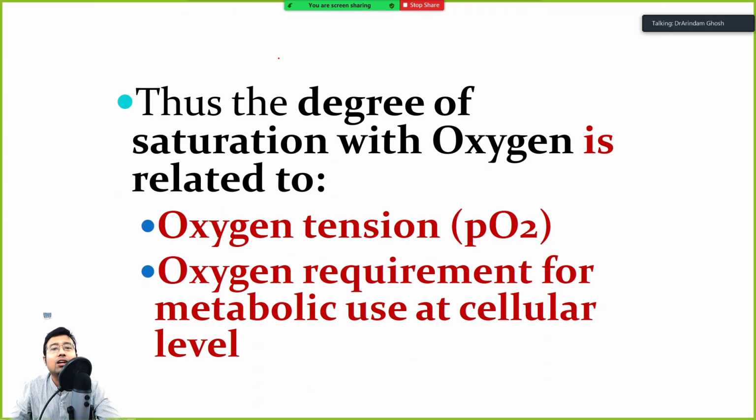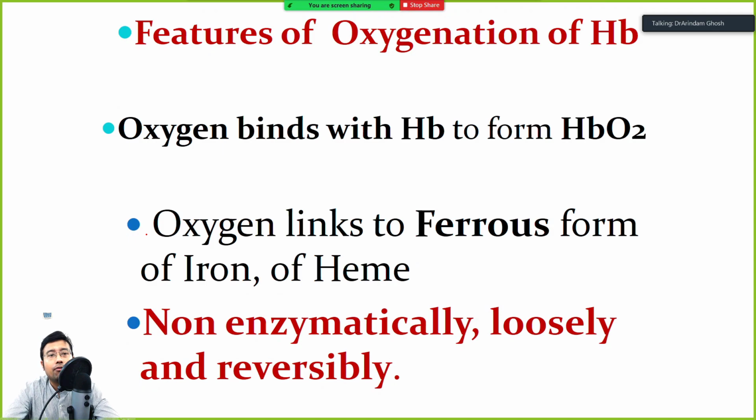So thus the degree of saturation of oxygen is related to oxygen tension, definitely, and oxygen requirement for metabolic use at cellular level. Okay, and there is another factor that is not being considered here. Over here we are considering that the lung is normal. Definitely if lung is normal, oxygen tension should be normal, and after oxygen tension is normal, the requirement of oxygen at metabolic level should also be normal. If something is hampered at cellular level, again saturation will fall.